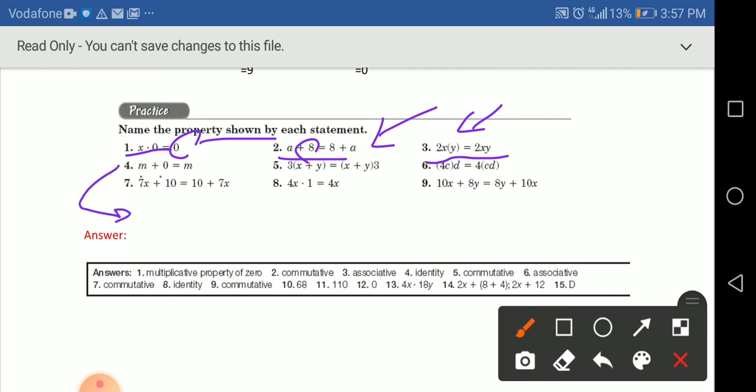When I have m plus 0 equal m, this is what, guys? This one is the identity property because we have the 0. I have 5 plus 3, x plus y, and we have y plus x. So here we did what? We changed the places. Change the places, so it's called commutative.